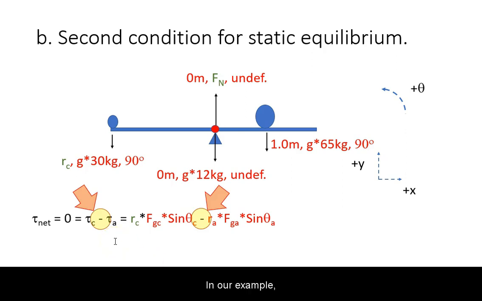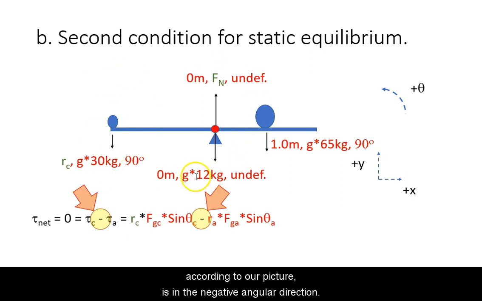In our example, the torque produced by the weight of the child is in the positive angular direction. The torque produced by the adult, according to our picture, is in the negative angular direction.